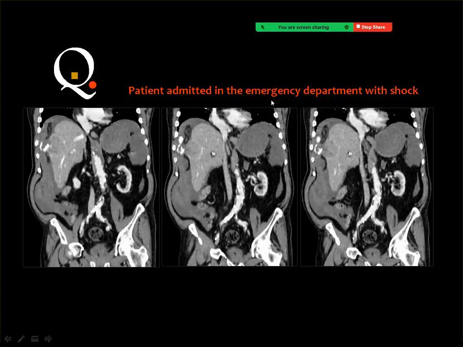The next case is a patient admitted in the emergency room because of shock.